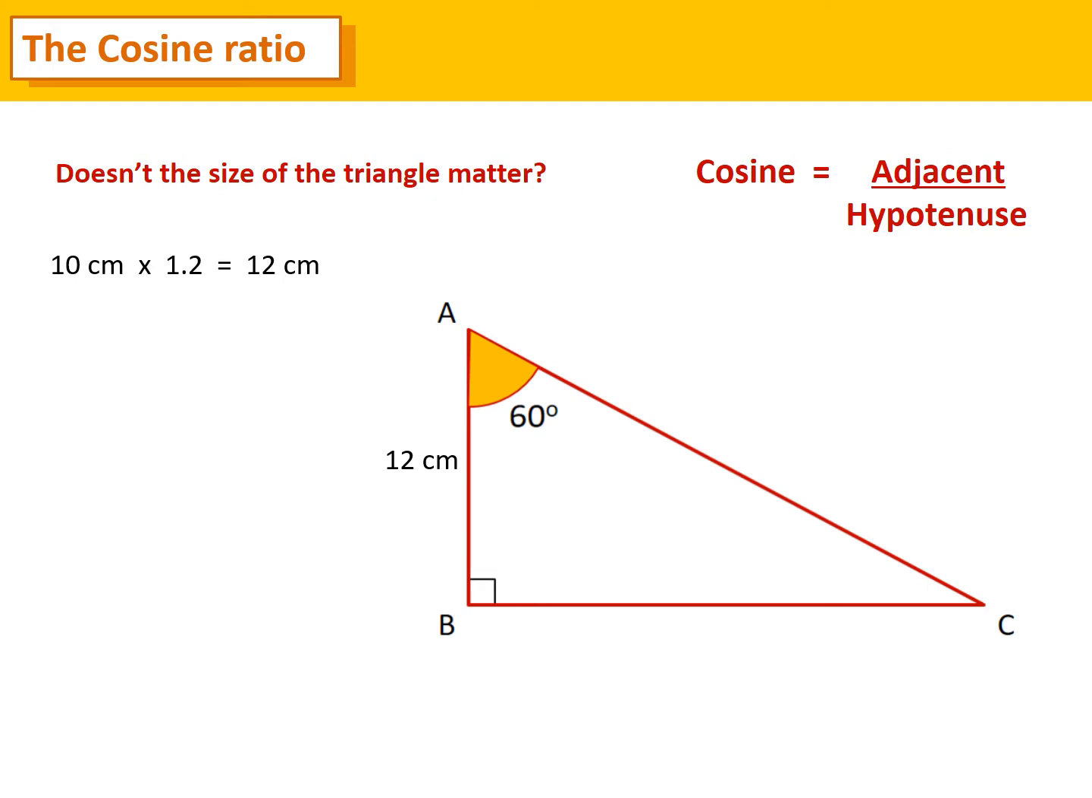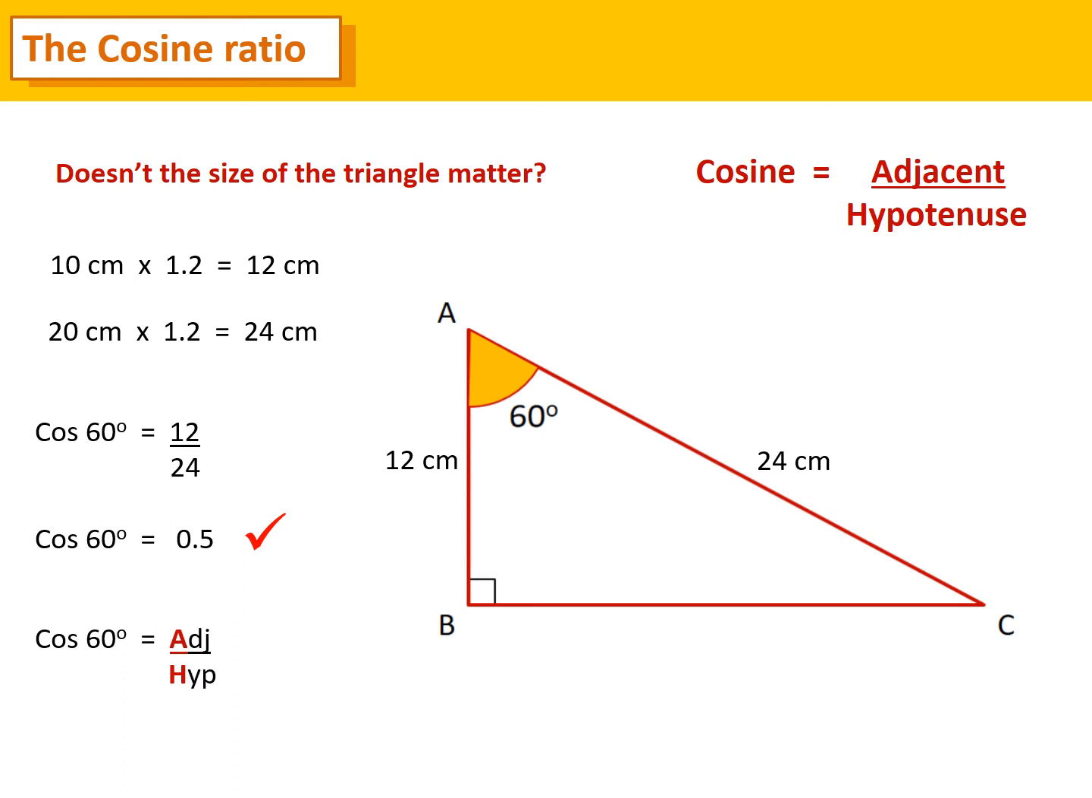So the side that was 10 centimeters is now 12 centimeters, and the side that was 20 centimeters is now 24 centimeters. But what has happened to the cosine ratio? Well, the ratio is still the adjacent divided by the hypotenuse. Now it's 12 divided by 24, and that's still 0.5. And we know that cosine 60 is 0.5.